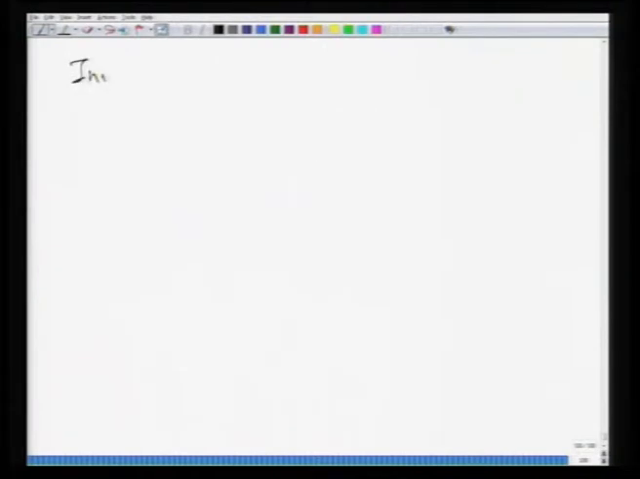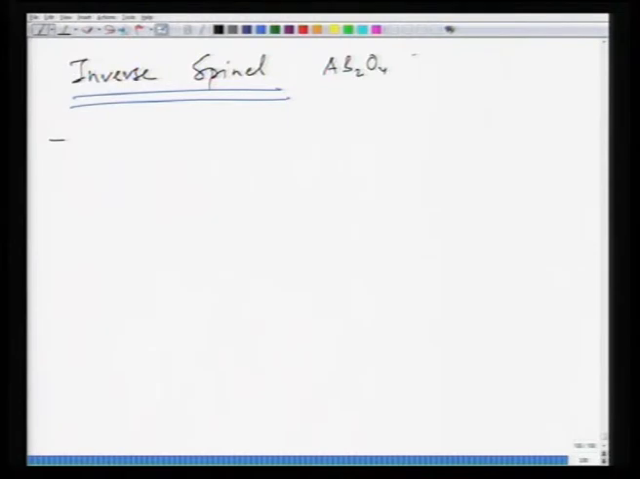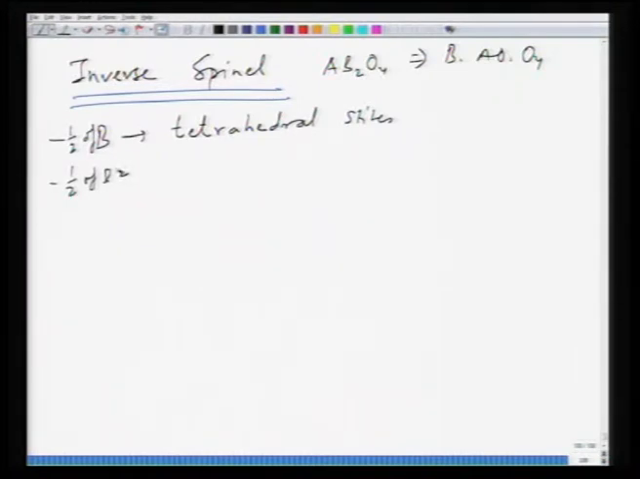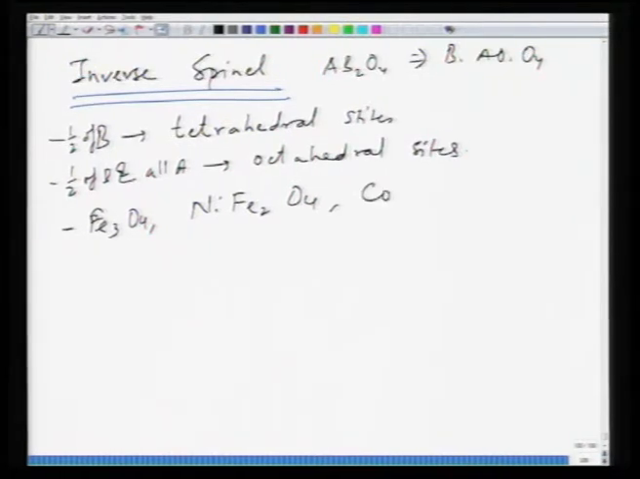And inverse spinel, so you can say AB2O4 as B dot AB dot O4. So B goes to tetrahedral sites, half of B, and the other half of B and all A go to octahedral sites. And the examples of such materials are Fe3O4, NiFe2O4, CoFe2O4, etc.